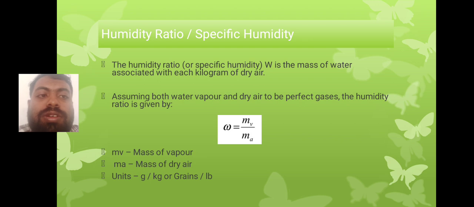Humidity ratio or specific humidity. Humidity ratio or specific humidity W is the mass of water associated with each kilogram of dry air. Assuming both water vapor and dry air to be perfect gases, the humidity ratio is given by W equals mv by ma, where mv is the mass of vapor and ma is the mass of dry air, and its unit is grams per kilogram or grains per lb.